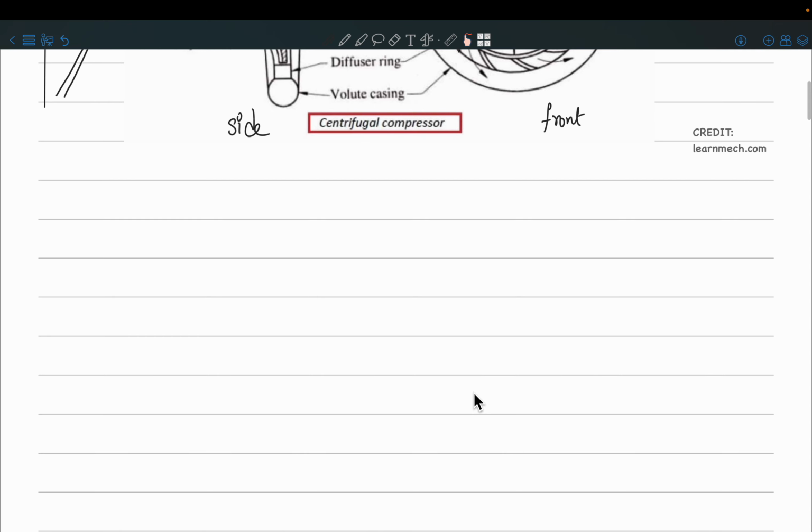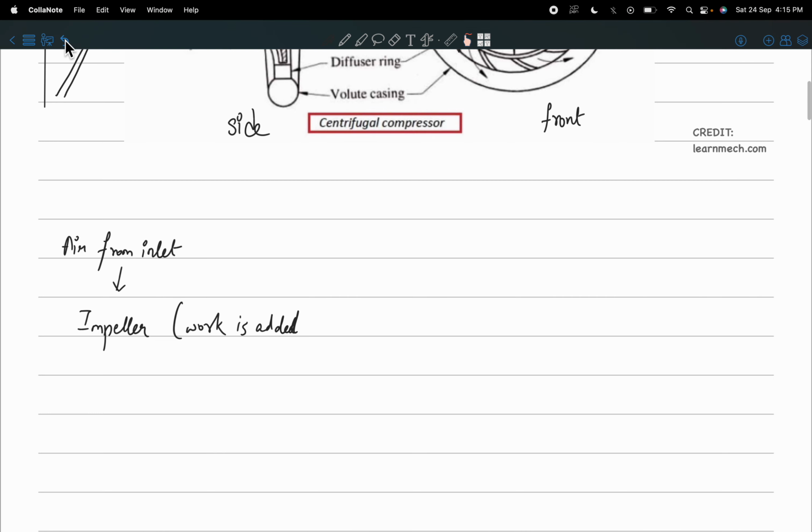So the first thing that happens is you have air coming in from the inlet, right? That goes into the impeller, where work is being added. I mean, you would be having some turbine which is running your centrifugal compressor. So work is being added here.